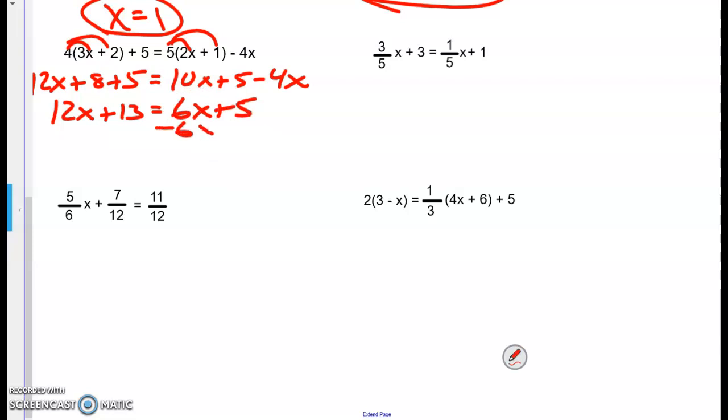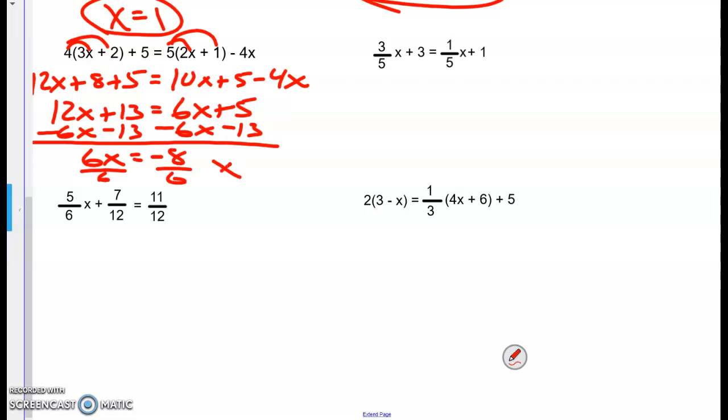I'm going to subtract 6x on both sides because I like to keep my x positive. I'm going to subtract 13 on both sides. So we're left with 6x equals a negative 8. And when I divide by 6, my x equals a negative 4/3. I reduce, and the negative is either in front of the fraction or in front of the numerator.